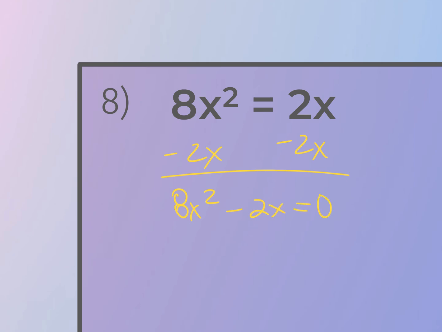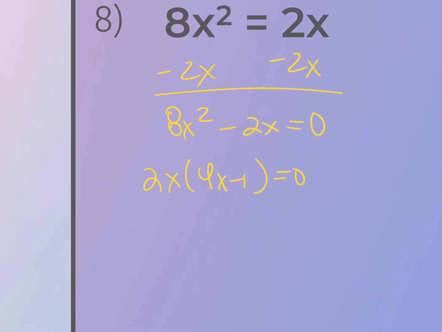What do I take out? Perfect. Take out your 2x. And you're left with 4x minus 1. Perfect. And then what do I do with each piece? Set it equal to 0.